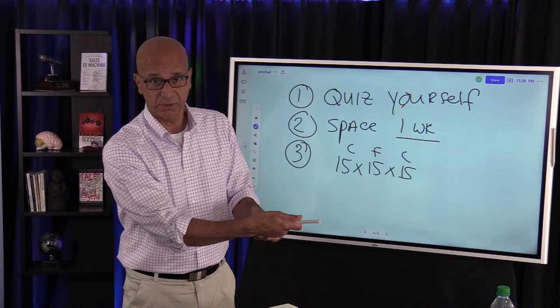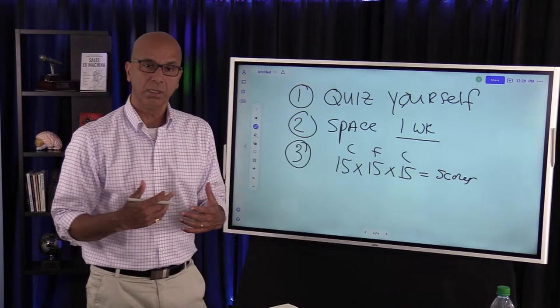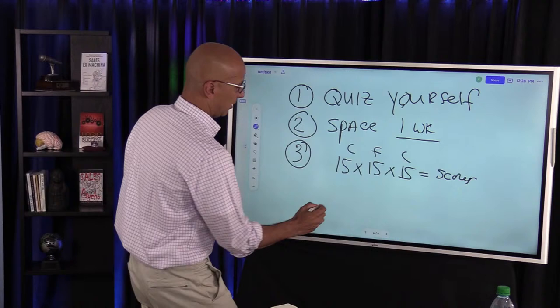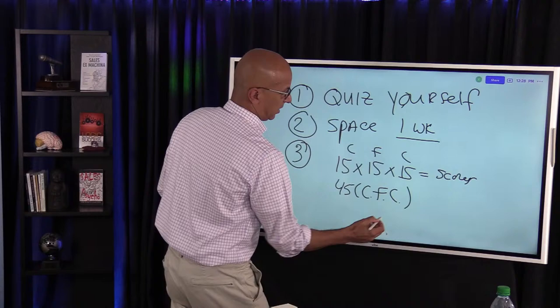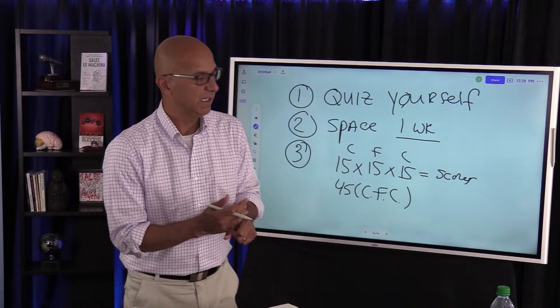Then they looked at their scores. Then they did something interesting. For the next group, you get 45 pitches, but this time you didn't know whether it was a curveball, changeup, or fastball. They just threw 45 at you, but you didn't know which was which. And they then looked at the scores. You can imagine which one did better.